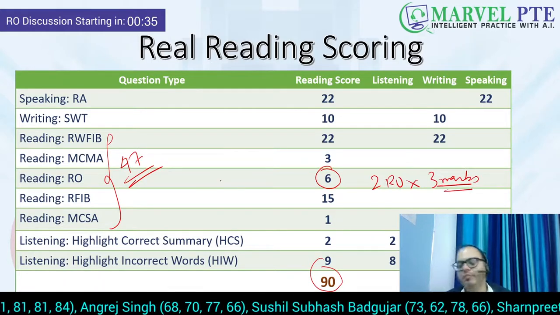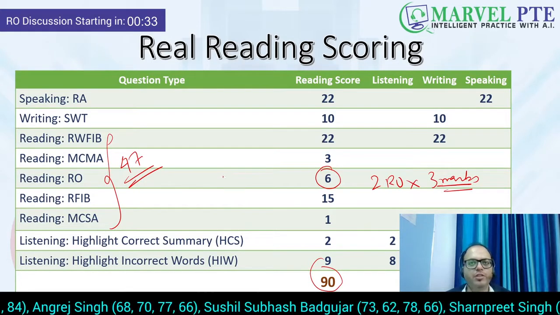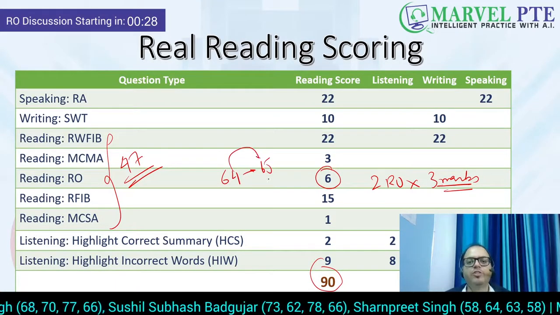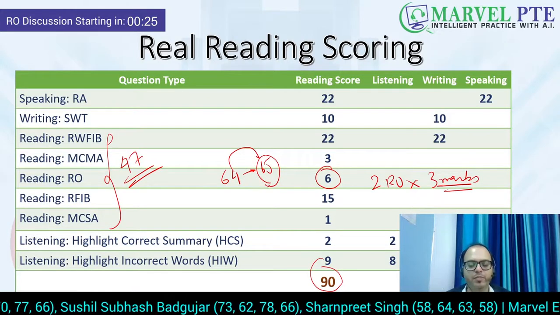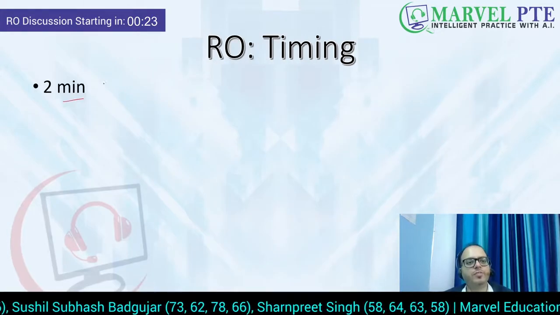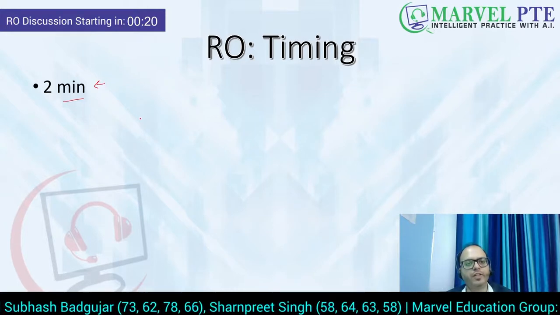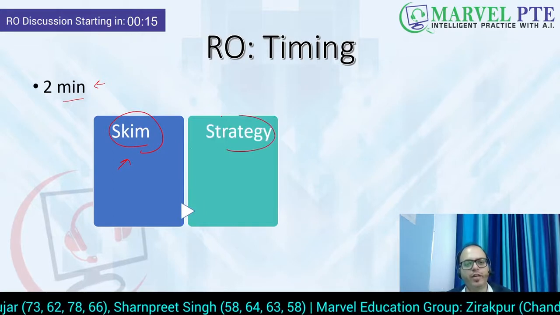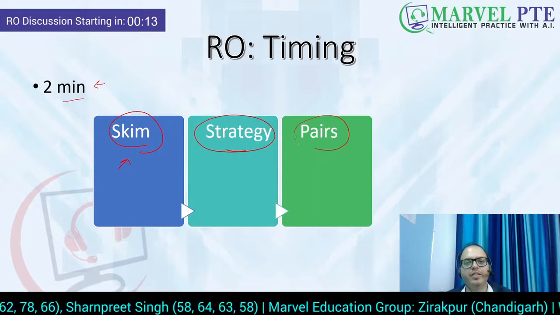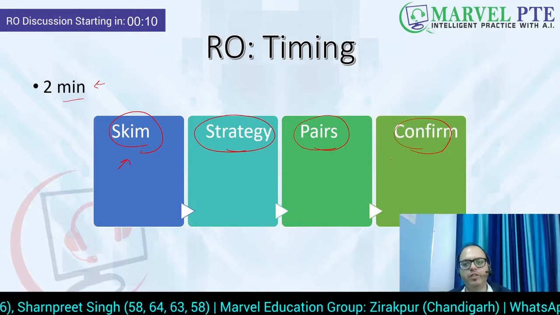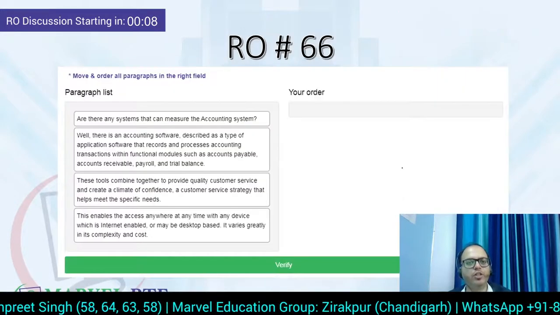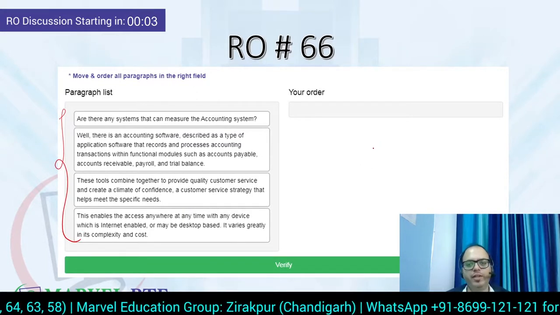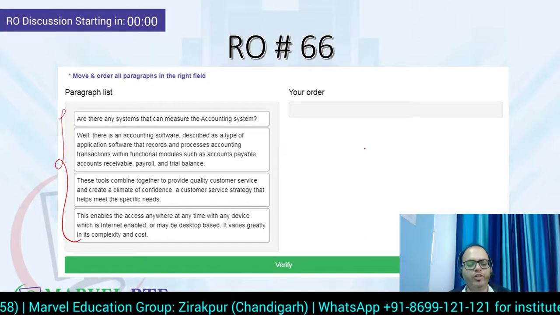Every mark is important in PTE because you can miss your target by 1 score. For example, you have scored 64, but you needed 65. So even 1 mark has its importance. The time you can spend on solving one reorder paragraph is 2 minutes. In 2 minutes, first of all, you have to skim it. Then you have to apply a strategy or hacks, then make pairs, and then confirm that all the pairs you have made are correct or not. And this is today's reorder paragraph. As usual, I'm going to give you 30 seconds, and then we are going to discuss it.